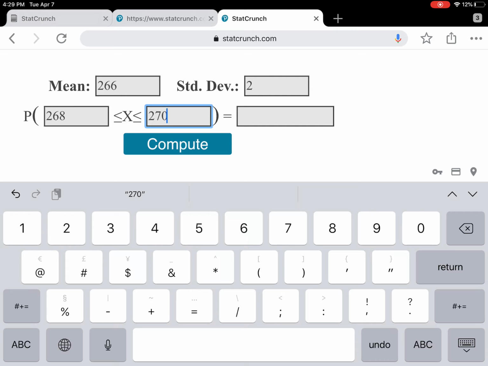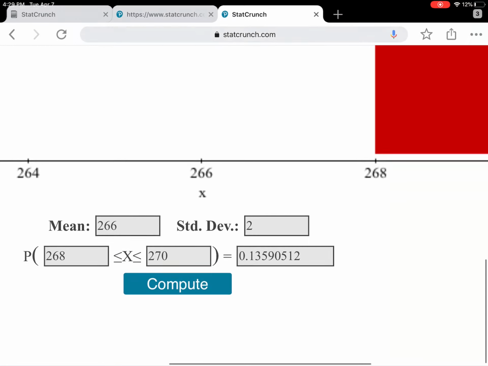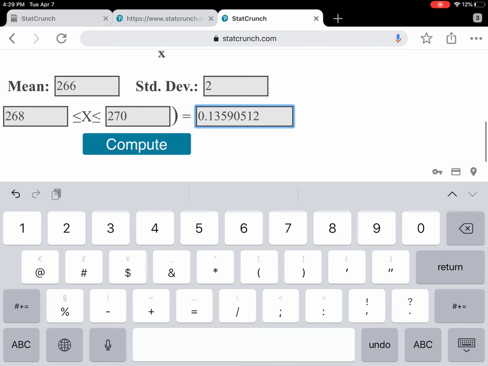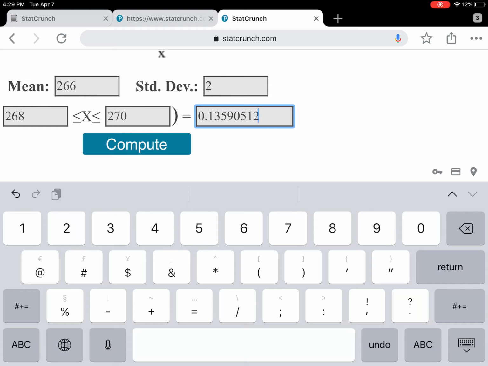I wonder if you can see what I'm typing. Is this big enough? Can you guys see that? And if you're worried about, didn't you write 268 is less than, the symbol doesn't match, but remember, this is a continuous probability distribution, so it's okay. That's the same thing as saying x is strictly greater than or less than. All right, hit compute. That's my answer.